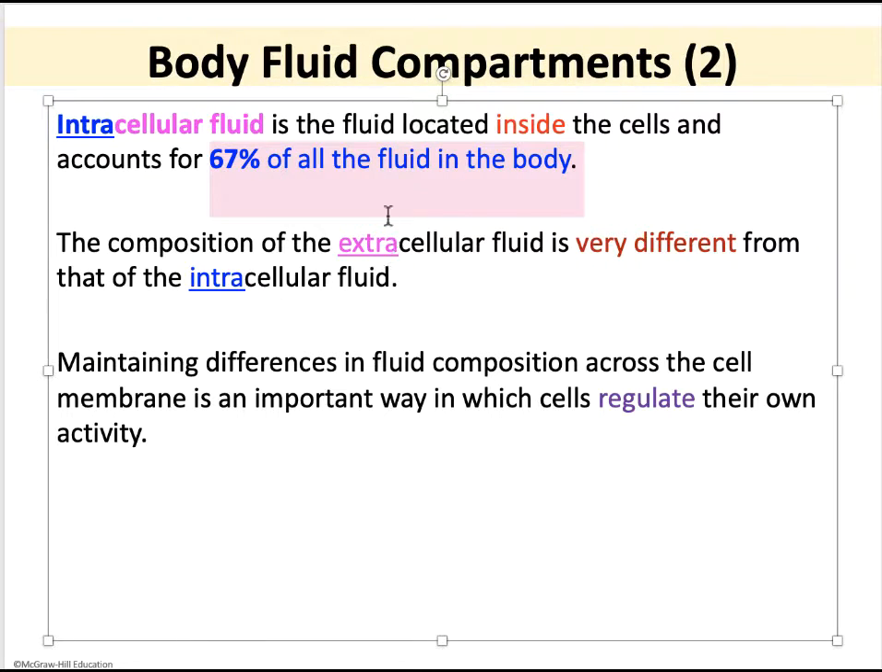Now, the composition of the two fluids, the extracellular and the intracellular, can be very different. In fact, cells spend a lot of energy maintaining the composition of their intracellular fluid to the needs of that particular cell. So you can imagine a fat cell doesn't have much in terms of intracellular fluid because it's mostly full of fat. Therefore, it tries to exclude extra fluid from coming in so it can do its job.